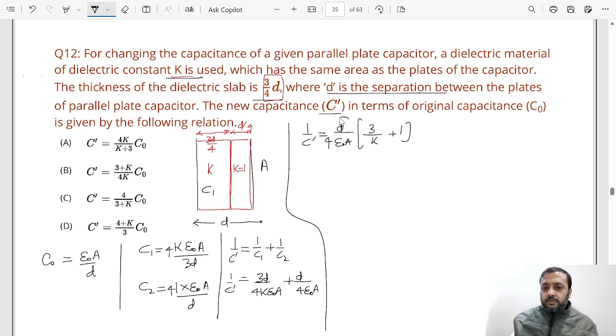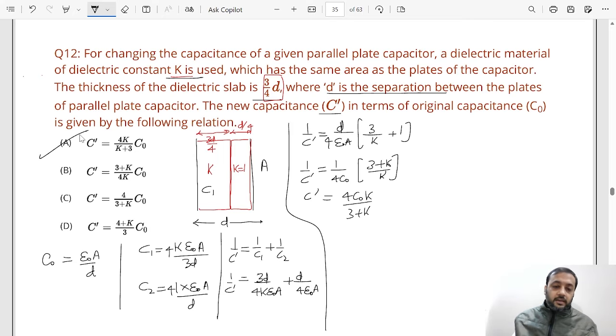All right, now this value was 1 by C naught. So this will become 1 upon 4 C naught, times 3 plus K upon K. So C dash becomes 4 C naught K upon 3 plus K. So option A will be the correct answer for this question. I hope you have understood. Okay, let's move to the next one.